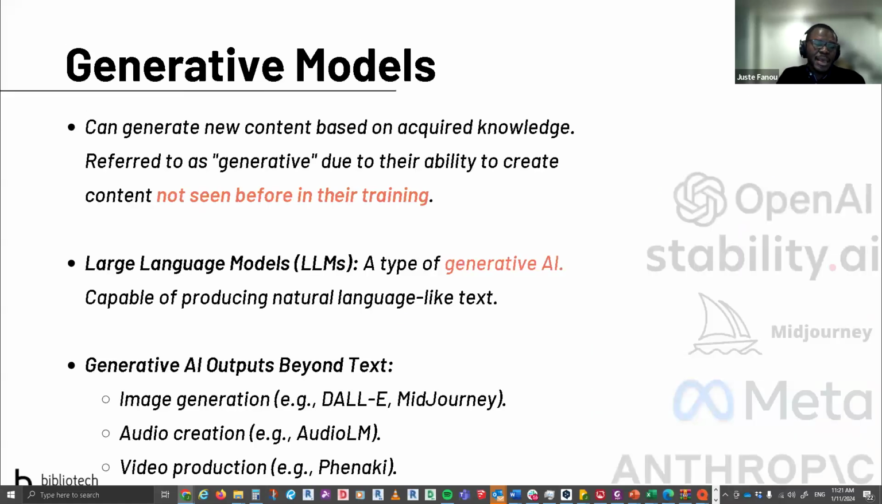And then came onto the scene these generative models, which can essentially generate new content, right? So they're no longer classifying things or discriminating between things, but they generate entirely new content based on their acquired knowledge.